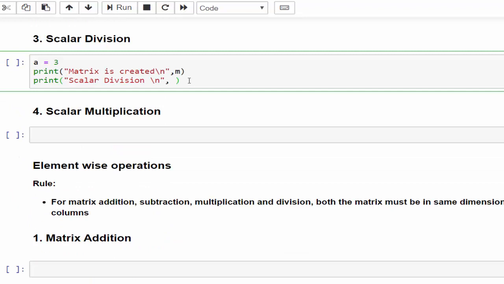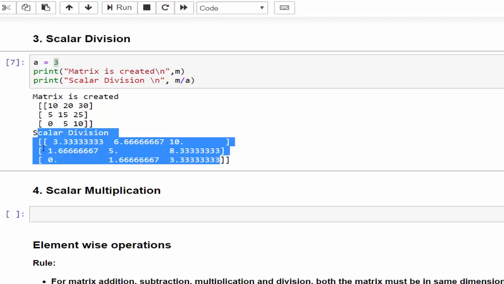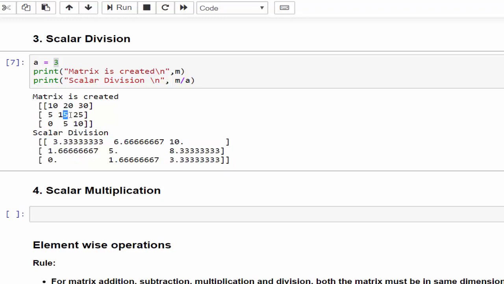Same way, scalar division. We're going to divide each element in the matrix by the scalar value 3. So when I execute, the number 10 divided by 3 will be 3.333. Then 20 divided by 3, 6 point something. Then 30 divided by 3, it's 10. The output will be in the float data type. This is how every element in the matrix will be divided by the scalar value.